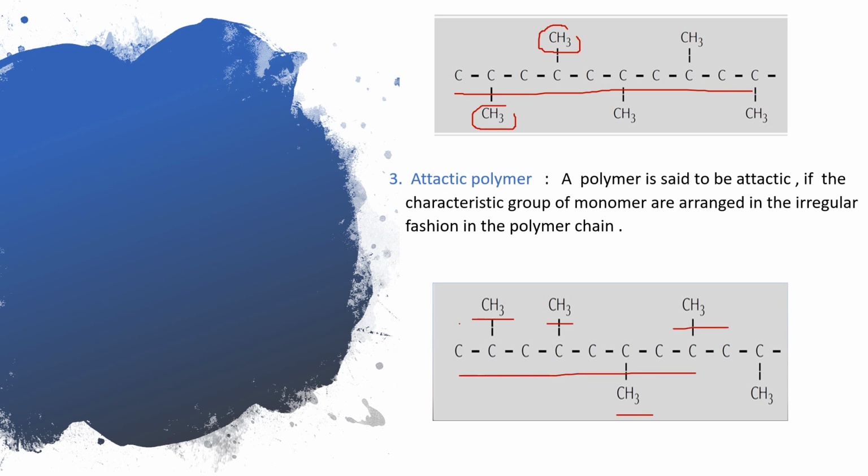But in atactic polymer you can see the characteristic group and the main chain, right? So here at first they are arranged in an isotactic manner, that is they are on the same side of the main chain, one after the other, and after that they are arranged in an alternate manner. So in atactic polymer, the monomer units are arranged in an irregular fashion.